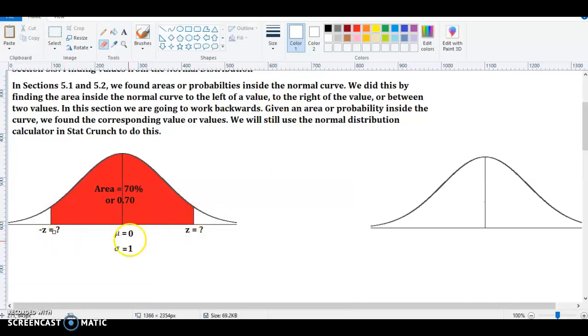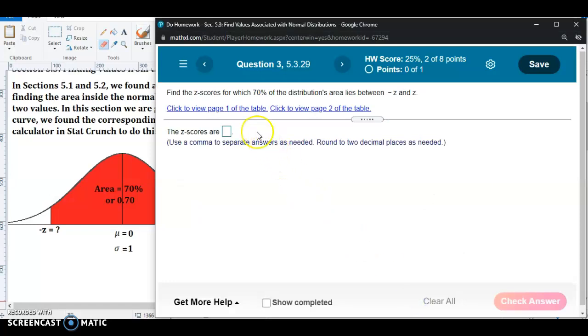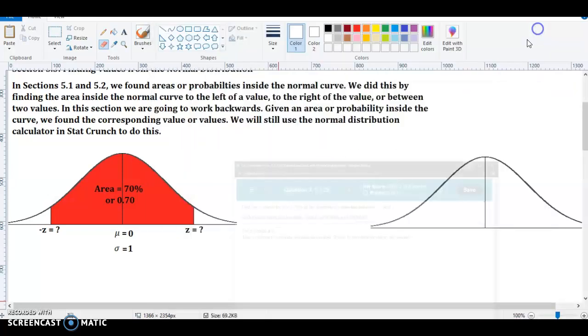That's the area between the two z-scores, and the reason the diagram looks like this is because the problem said that we're finding the z-scores for which 70% of the area is between the two. It's understood that when the given area is between two z-scores, the area is in the middle of the curve, and the two z-scores are the same distance from the mean. So this z-score on the left is the same distance from the mean as this z-score on the right. The diagram looks symmetric.